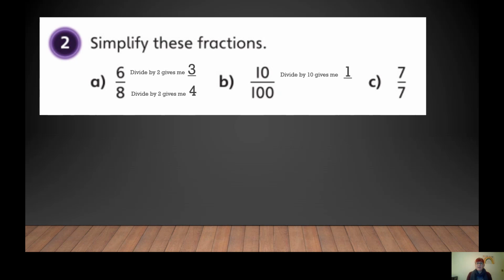The common factor will be 10. 10 divided by 10 gives me 1. 100 divided by 10 gives me 10. So 10 hundredths is equivalent to 1/10, a tenth. And what about C? 7/7.